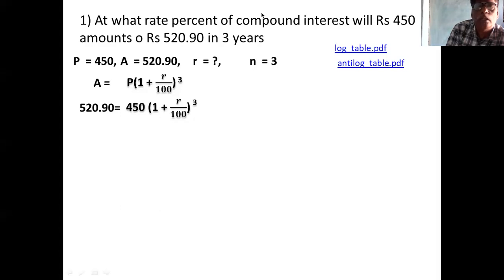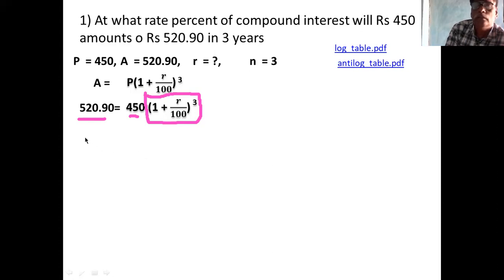Remember this once again, I'm telling you. You consider this bracket as one term. There are three terms. The first term is 520.90, the second term is 450, and the third term is (1 plus R by 100) raised to 3. You consider this the third term.